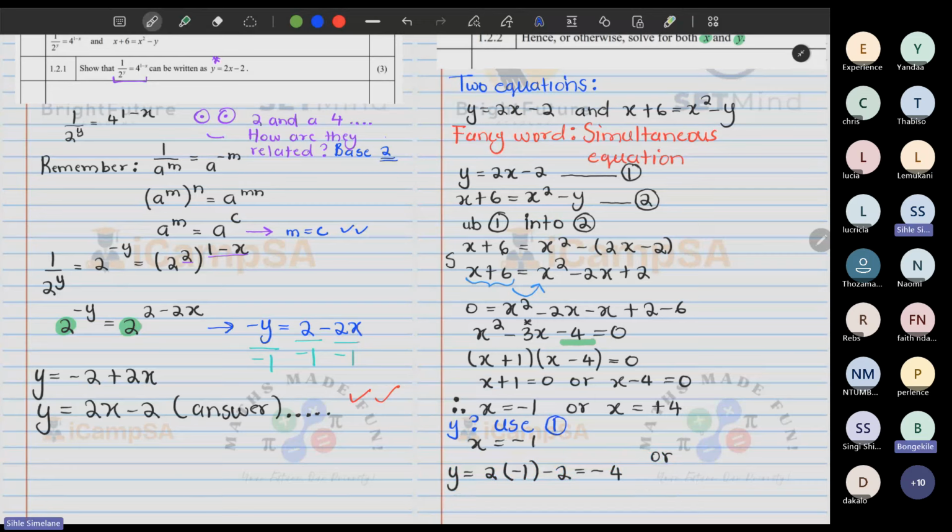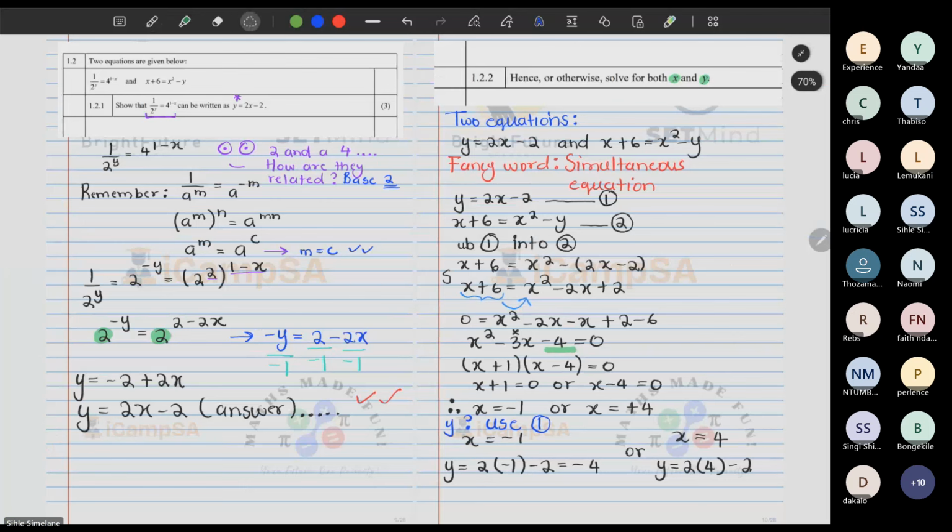Then the other side, I'm going to now use x is 4. So what we are going to do is have y equals 2 times 4 minus 2. What do we get, guys? 6. We get 6. So we have x values that have corresponding y values.